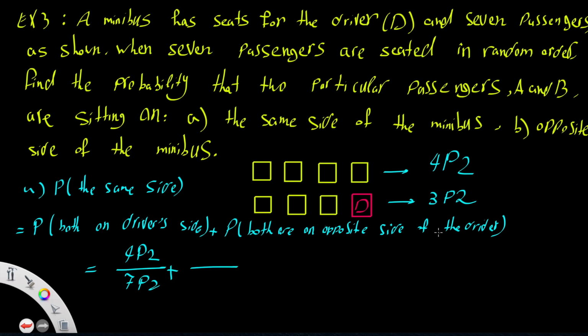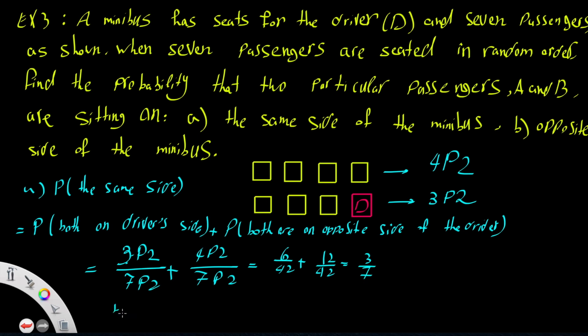Now here on the driver's side, it was 3P2 because there are just 3 seats available. Opposite side of the driver, it would be 4P2, over the total number of ways, because there are just 7 seats available and 2 of them are going to be occupied. So it will be 6 out of 42 plus 12 out of 42, which is 3/7.